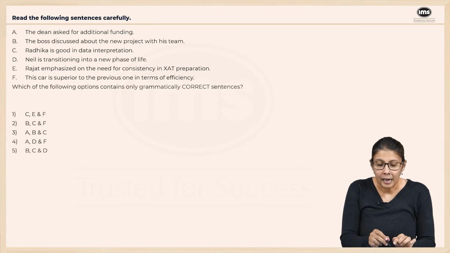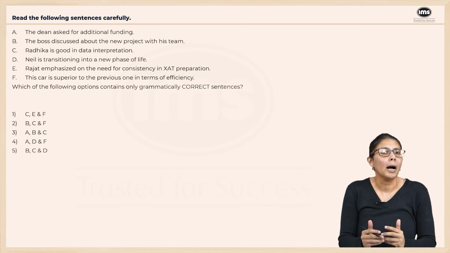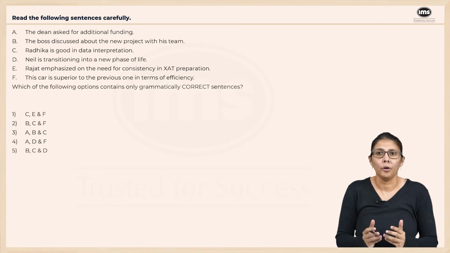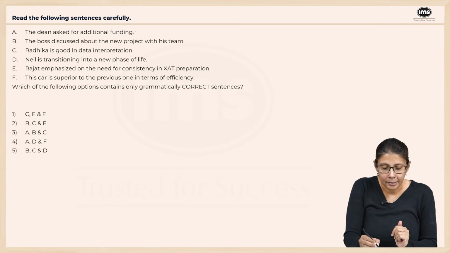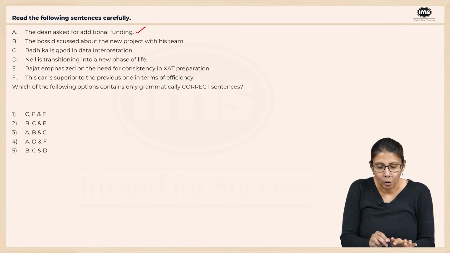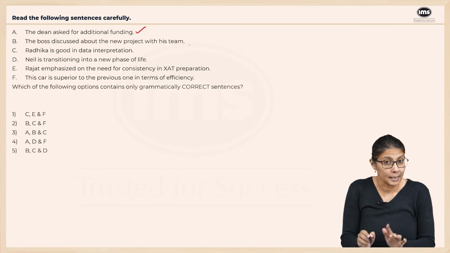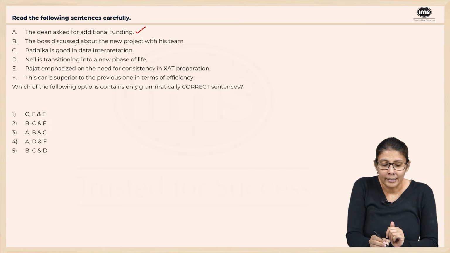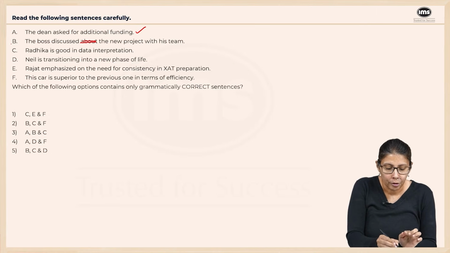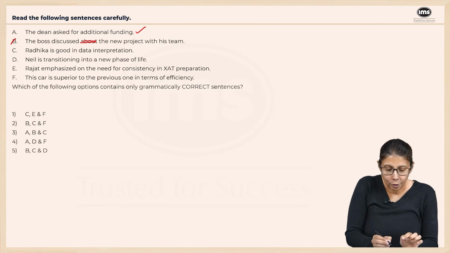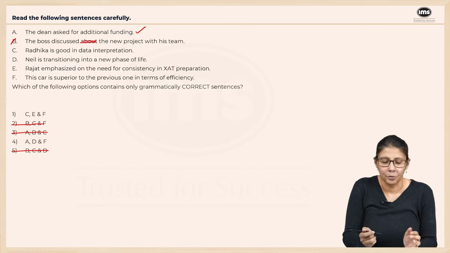A says, the dean asked for additional funding. When you ask for something, you request it or you seek permission for it. So, ask for is absolutely right. Nothing wrong with A. B says, the boss discussed about the new project with his team. What I want you to know is that discuss is not followed by about. We discuss something. So B, therefore, should not be part of our answer. If B is not part of our answer, then it cannot be option 2, it cannot be option 3, it cannot be option 5. Life is very simple.